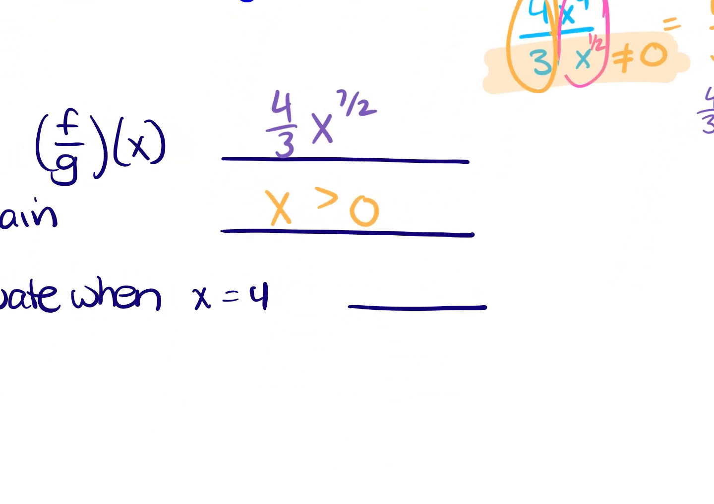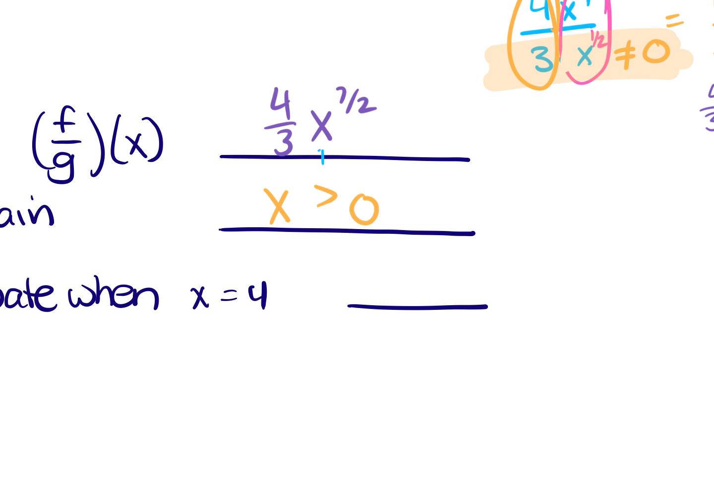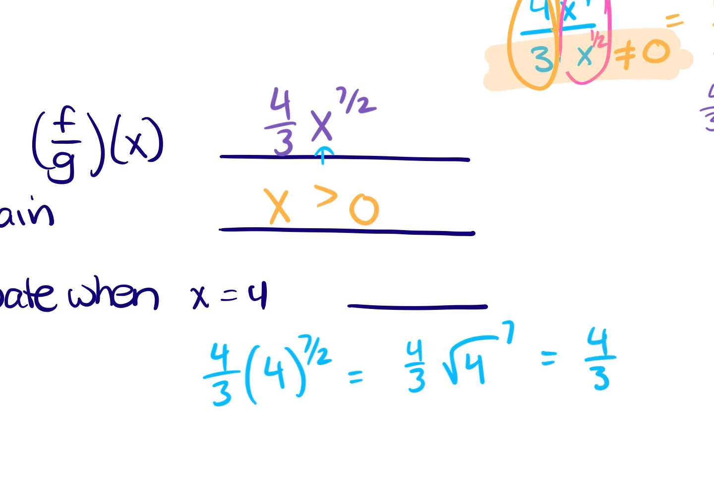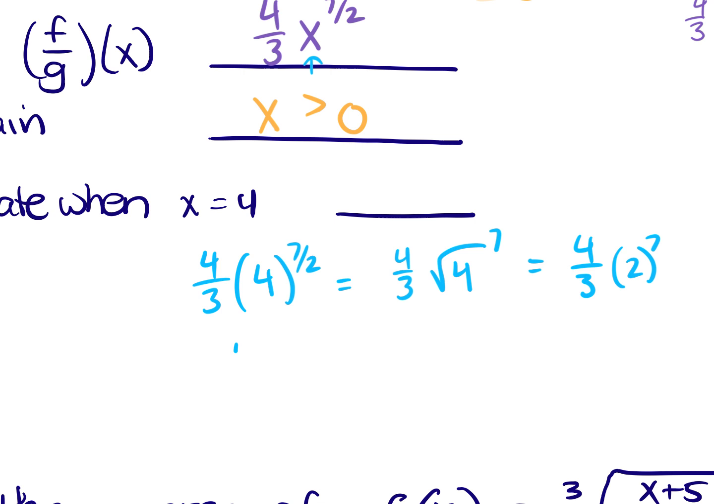All right, now let's plug in 4. So we're going to evaluate when x is 4. So we're plugging it into our x. So 4/3 times 4 to the 7 over 2 power, which is the same thing as writing 4/3 times the square root of 4 to the 7th power. What's the square root of 4? 2. So 4/3 times 2 to the 7th power. So 2 to the 7th power would be 128. So this would be 4/3 times 128, which would be 512 over 3, because we just multiply 4 times 128.